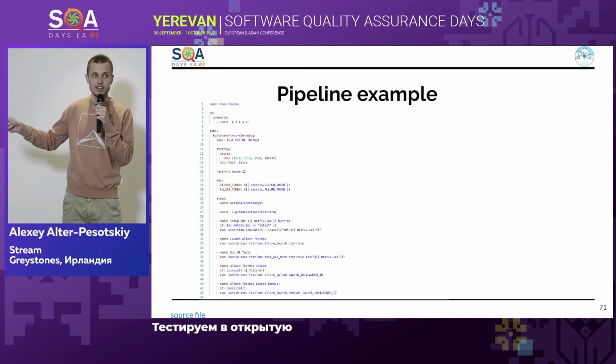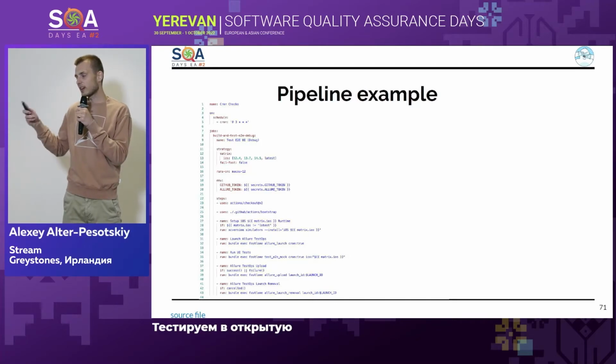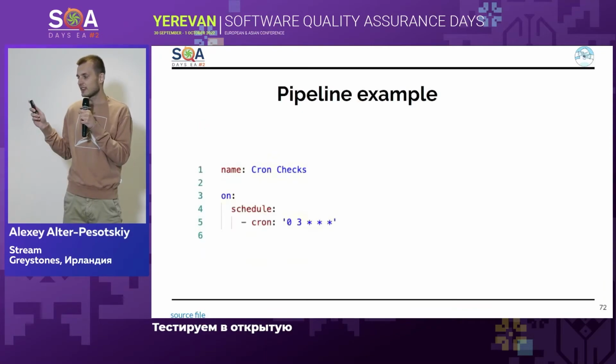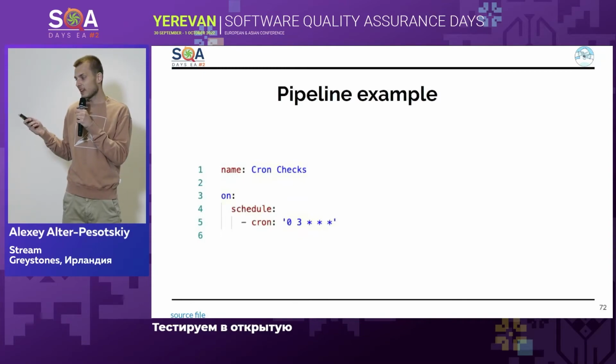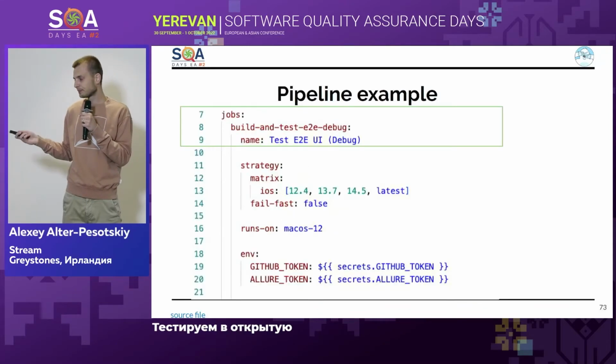Okay, I bet you don't see anything here. Don't worry, I will zoom it in. This is our pipeline, so we can take a look at the test now at the pipeline. So the first thing is name of the pipeline. I decided to take cron checks as an example, and as you can see, we are running our cron checks every night at 3 a.m.